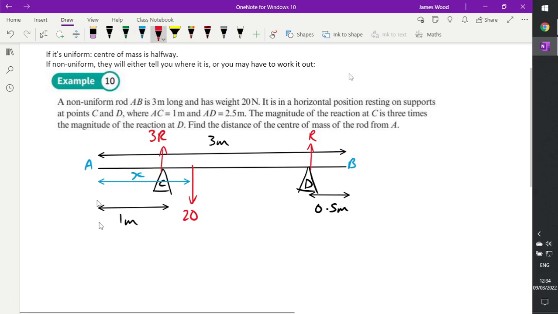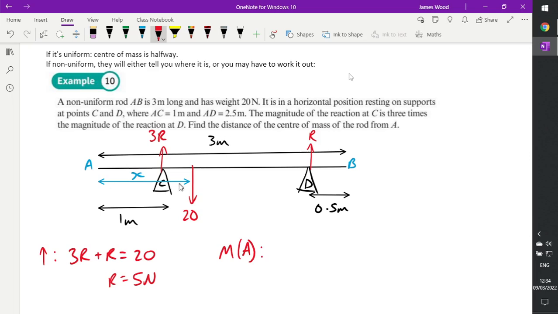Now we can just do all the things that we normally do. So let's resolve up and down. So we've got 3R plus R equals 20. So that means that R equals 5 newtons. So we've got that. And now we can take moments about somewhere. I'm going to do moments about A, just because that's where I'm measuring this distance from, so it makes that a bit easier. So moments about here, I've got 3R times 1 meter plus R times 2.5 meters. That must be equal to 20 newtons times distance X.